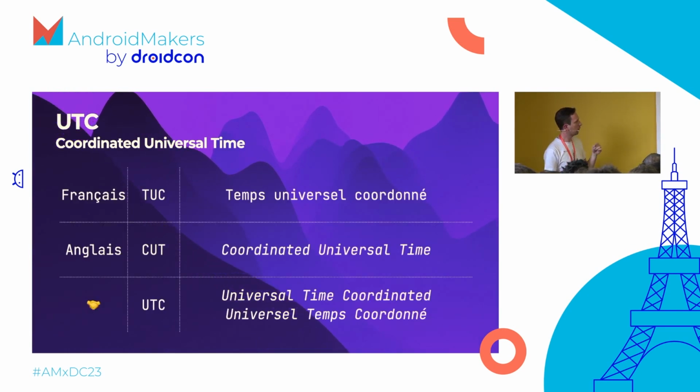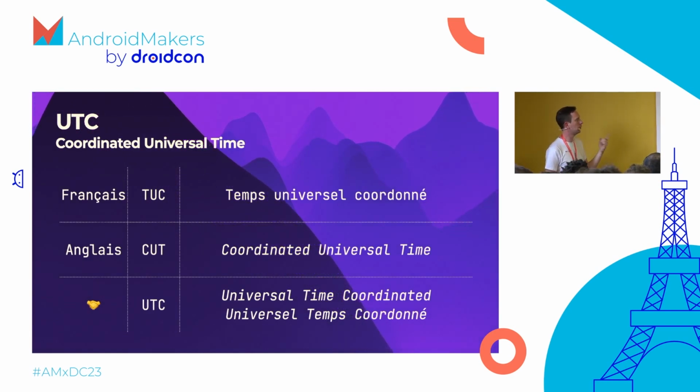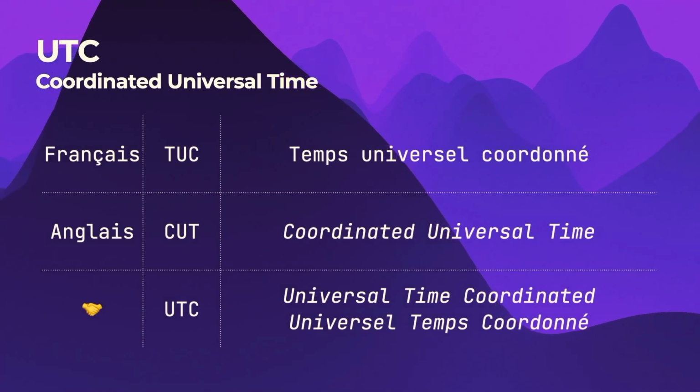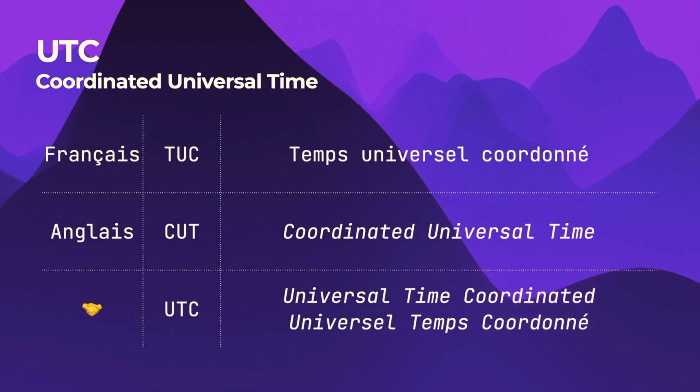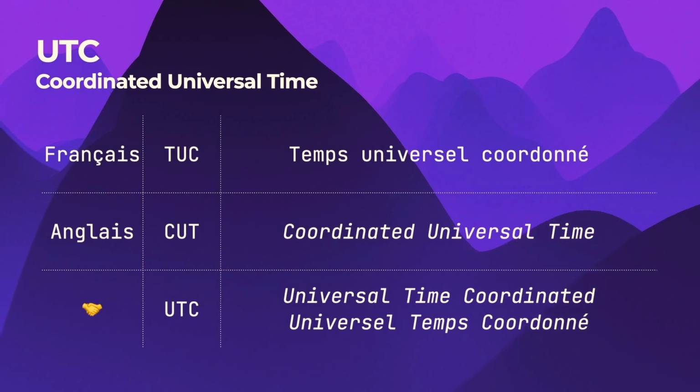Fun fact I discovered: UTC means Coordinated Universal Time, but the French call it temps universel coordonné, and for them it was Coordinated Universal Time. So we figured on a compromise for the name: it's neither Universal Time Coordinated nor Temps Universel Coordonné. That's why we call it UTC.